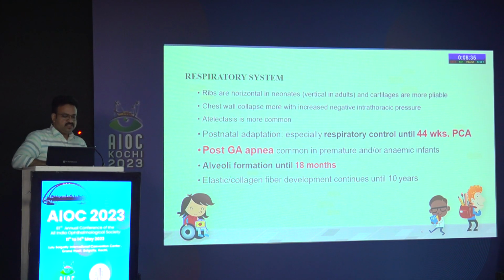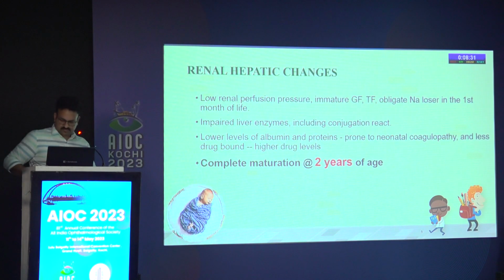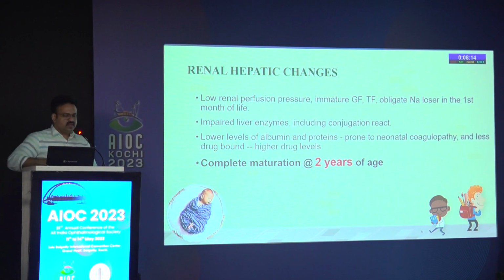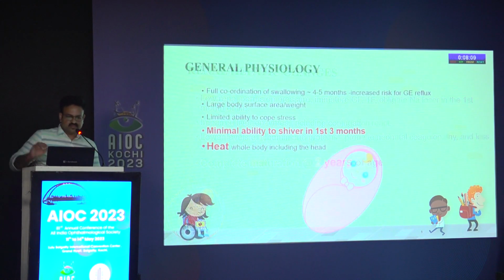Also, post-GA apnea is very common because the postnatal adaptation will not occur until 44 weeks of post-conceptional age. So this post-GA apnea is common in premature and/or anemic patients. Alveolar formation continues to occur until 18 months of age. Coming to the renal and hepatic changes, the complete maturation occurs by around 2 years of age.